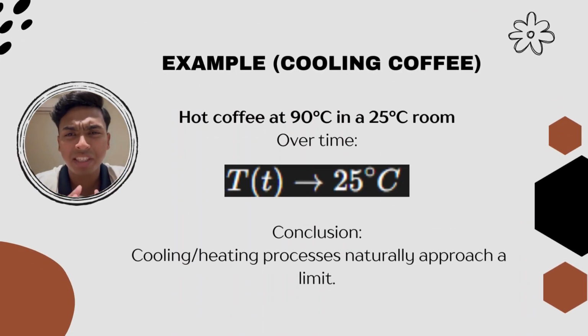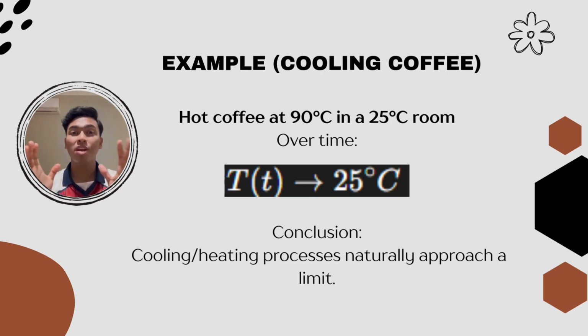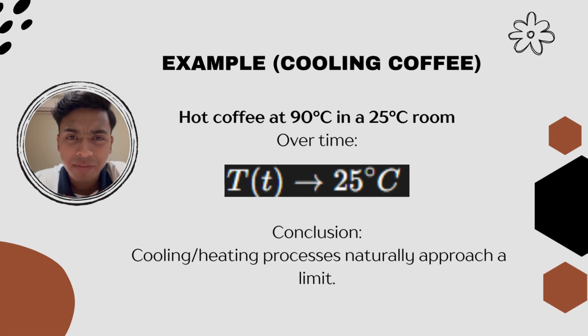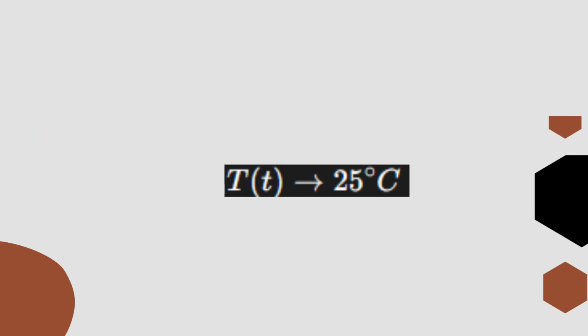For example, imagine a cup of hot coffee at 90 degrees in a room that is 25 degrees. Over time, the coffee becomes cooler and cooler, but it never drops below the room temperature. This means that as time goes on, the temperature approaches 25 degrees. This demonstrates a real-life limit where the temperature gets closer and closer to a final value.